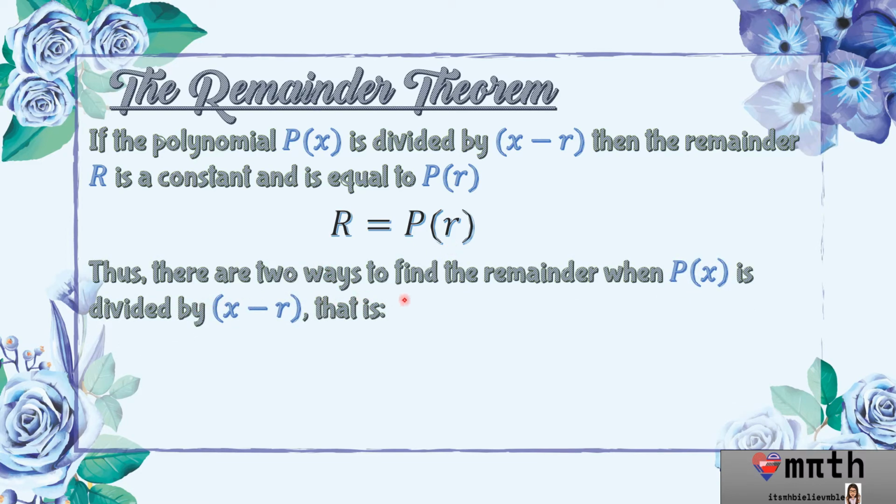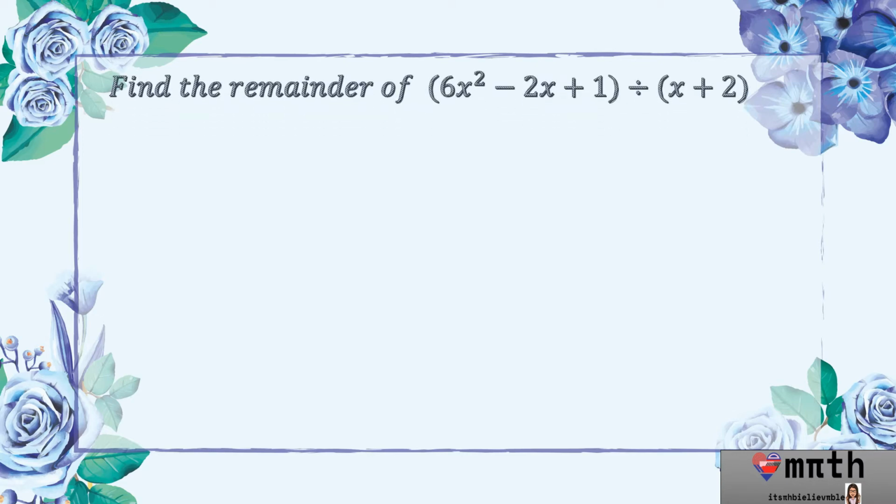Thus, there are two ways to find the remainder when p of x is divided by x minus r. One, using synthetic division. Two, calculate p of r. To further understand what the remainder theorem is all about, let us have example number 1. Find the remainder of 6x squared minus 2x plus 1 divided by x plus 2.